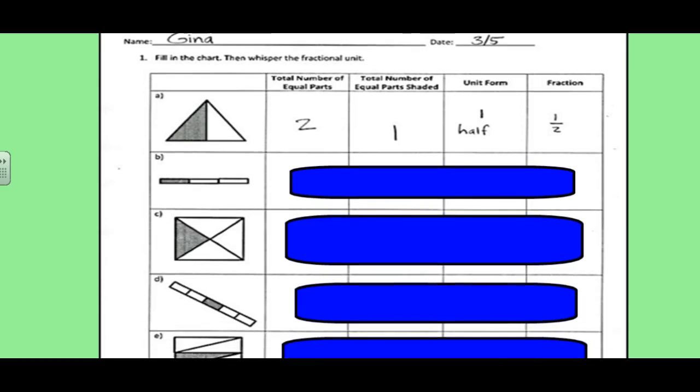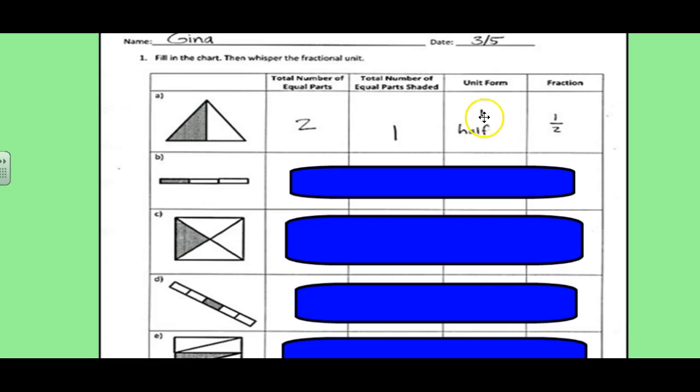So for A, there are 2 equal parts on the triangle, so we're going to put 2 at the top part of this chart. And this one says the total number of equal parts shaded, so there's 1 part shaded, so that's where we get the 1. In unit form, this is kind of what we did on our board just now. What is the name of each unit in the fraction? This side is 1/2 and this side is 1/2, so each unit would be 1/2.